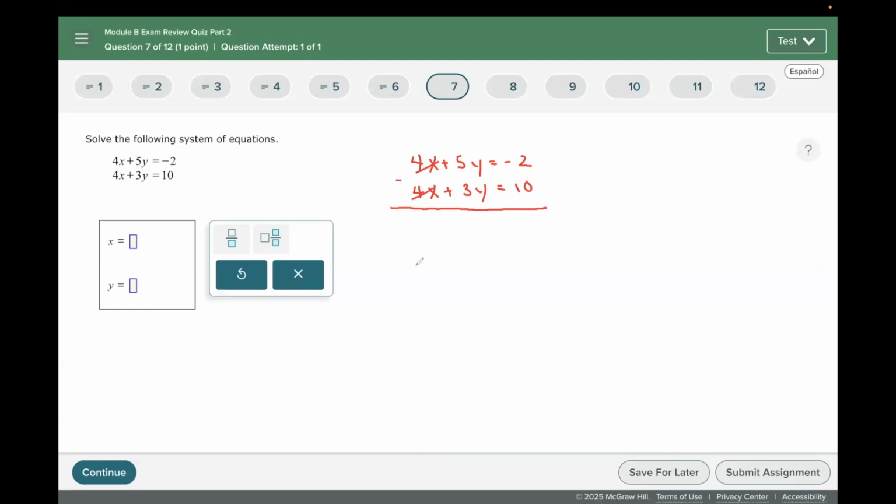So 4x minus 4x is 0. Then 5y minus 3y is 2y. -2 minus 10 is -12. So then if I divide by 2, y is equal to -6.